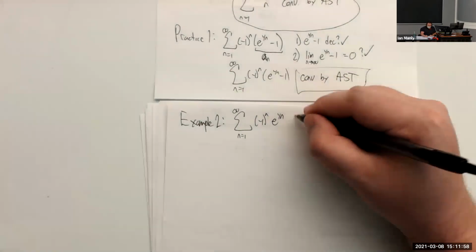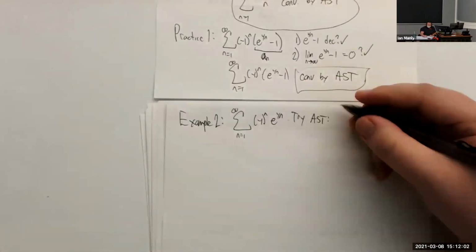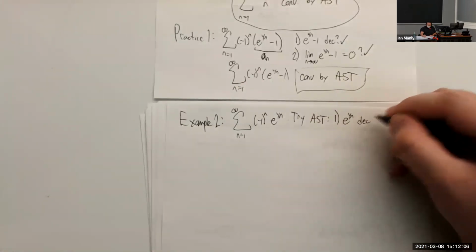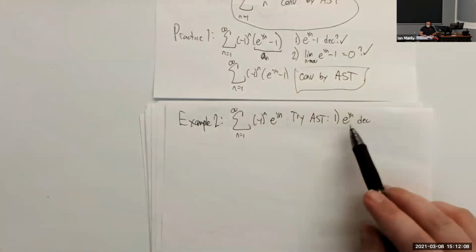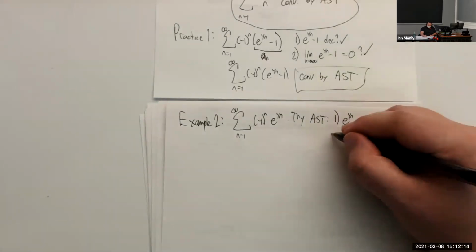All right, so I'm going to try AST. My first condition is e to the 1 over n decreasing. Well, for the same reasoning as before with the last one, if you make your power smaller for e, you're going to get a lower number. So yeah, it's going to be decreasing.